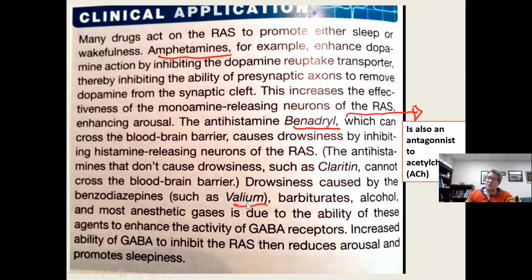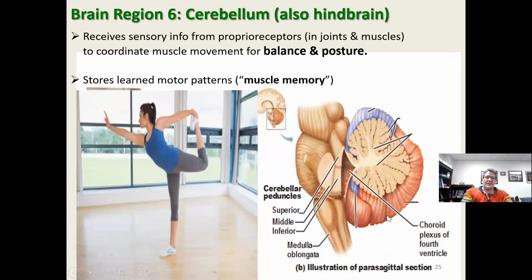And Valium, the muscle relaxant, stimulates GABA, okay? And that can make you drowsy also. Okay. All right, last brain region, the cerebellum. And I've got someone doing yoga because it involves balance. And your cerebellum does many, many things. But I'm going to focus on fine motor control, balance, and muscle memory.